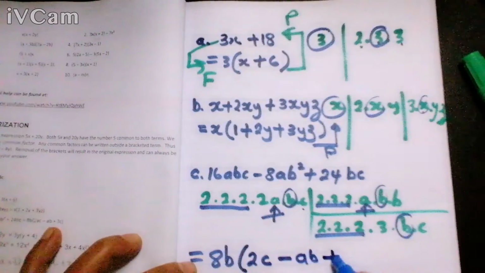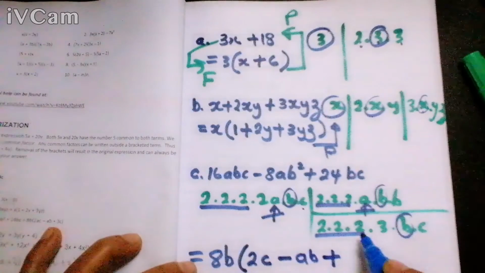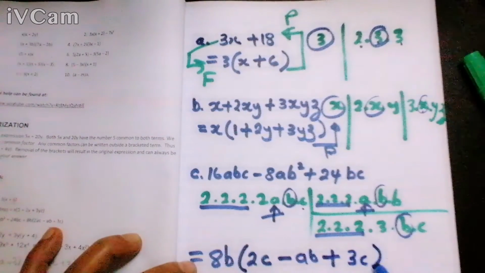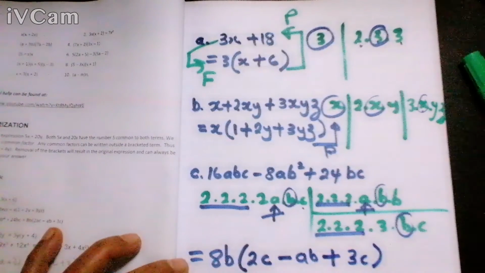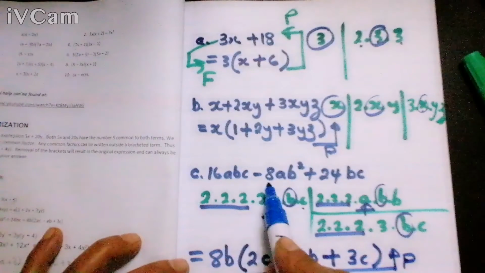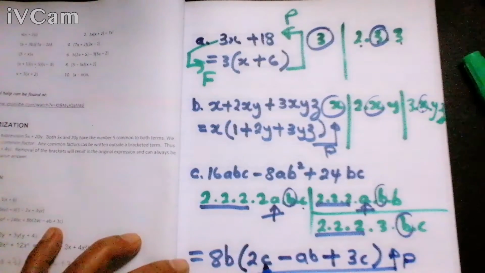And the last thing here, that is common. I'm left with 3C. Test your answer using products, and you should get that there. So 8 2s are 16.